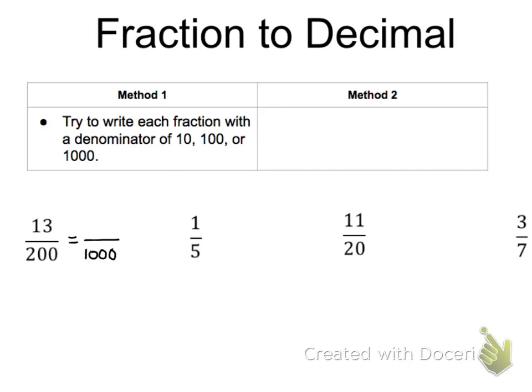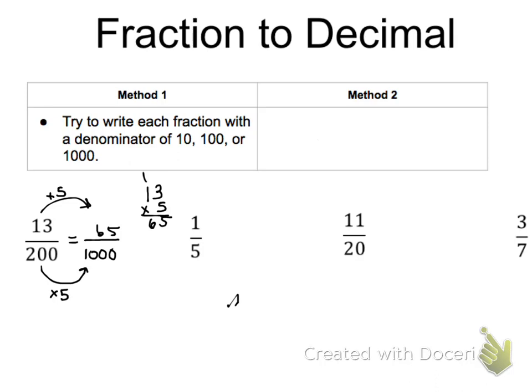So how can I get from 200 to 1,000? I know that it's times 5. Well, if I do the same thing with my numerator, I will have an equivalent fraction with a denominator of 1,000. So I need to do 13 times 5, which I'm going to do over here. 5 times 3 is 15, 5 times 1 is 5, plus 1 is 6, so I get 65 thousandths.